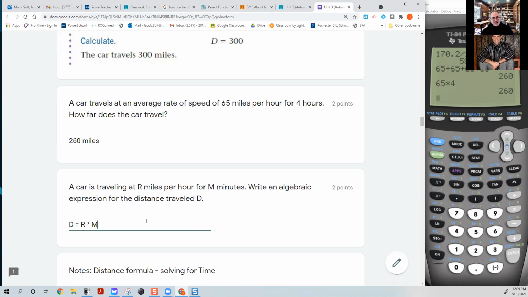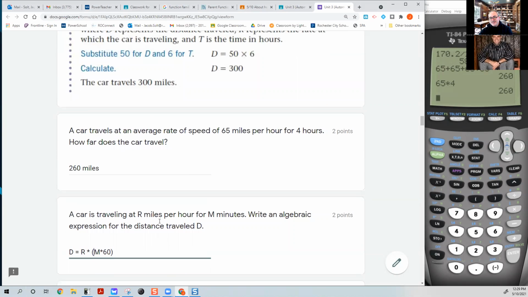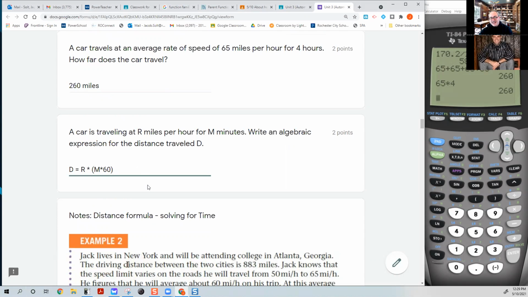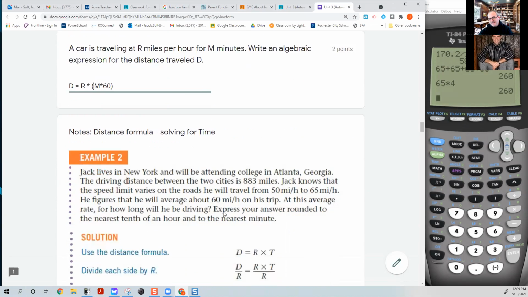So how do I convert minutes to hours? What can I do to the minutes to make sure it shows up in the equation as hours? I have to think, how many minutes are in an hour? And how do I convert? Yeah, I have to multiply it by 60. So if I multiply minutes by 60, this will work, because M times 60 is the same thing as T hours. So all I'm really doing is substituting M times 60 in for T hours, and then I have it. That's it expressed algebraically. You guys have been getting really good at that.